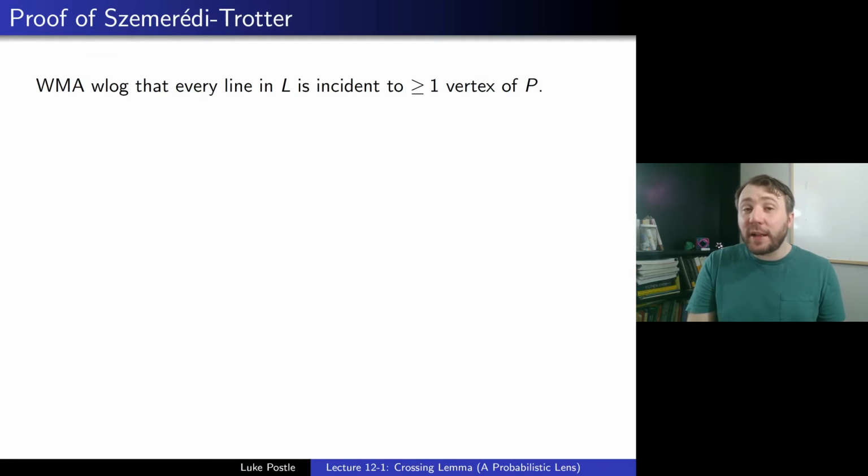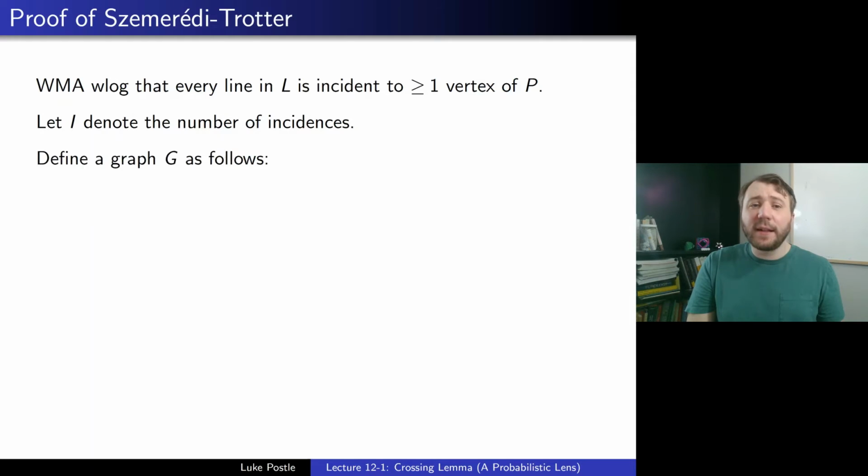We may assume without loss of generality that every line in L is incident to at least one point of P. So why is that? Well, if there are extra lines, they're not doing any incidences, so you could just delete them. That's fine. And now, where can we go from there? We'll let I denote the number of incidences, and we'll define a graph, right? The crossing lemma was about graphs, so I need a graph. There's no graph yet.